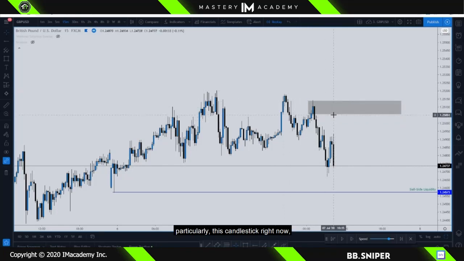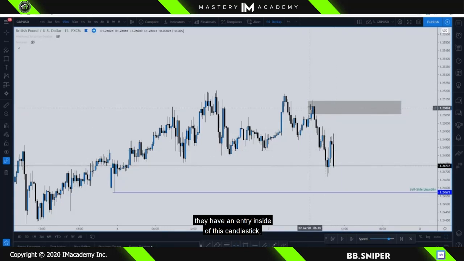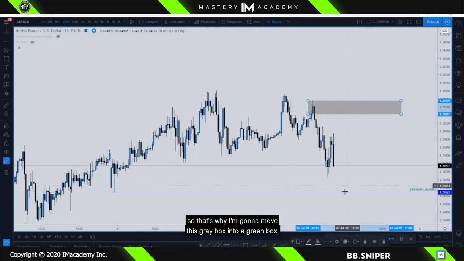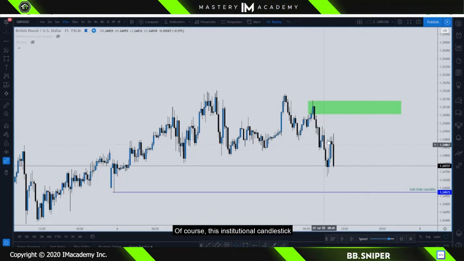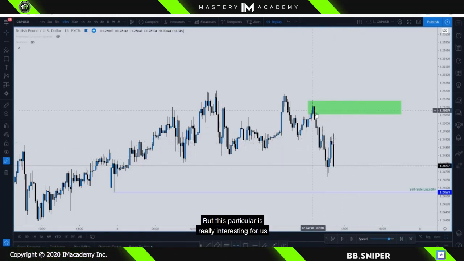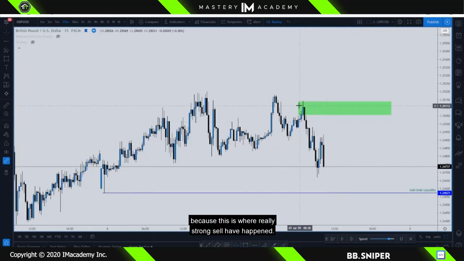Also for smart money, this candlestick right now represents profit because the market is down over here. They have entries inside of this candlestick. That's why I'm going to change this gray box into a green box, because it represents the profit orders inside of the marketplace. Of course, this institutional candlestick is also profit right now because the market is coming back down. But this particular one is really interesting for us because this is where the really strong sell-off happened.